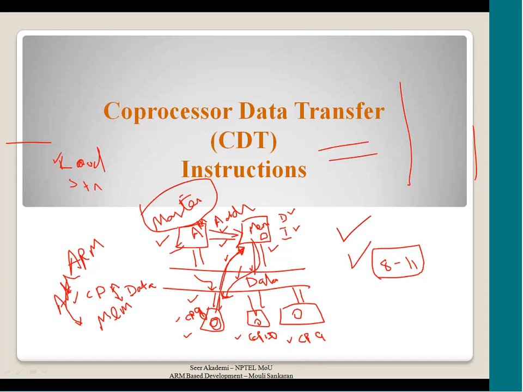I will tell you why the control is always with the ARM. But at that moment, please remember the address is generated by ARM and the data, based on the read or write operation, is either provided by a coprocessor or accepted by the coprocessor.